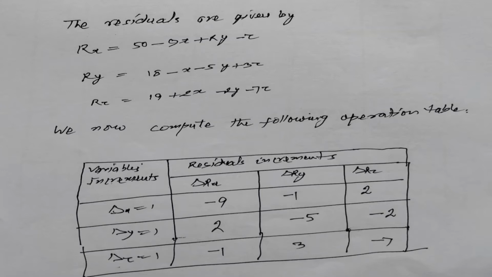When delta x equal to 1, delta Rx is minus 9, delta Ry minus 1, delta Rz 2. When delta y equal to 1, delta Rx 2, delta Ry minus 5, delta Rz minus 2. When delta z equal to 1, delta Rx minus 1, delta Ry 3, delta Rz minus 7.